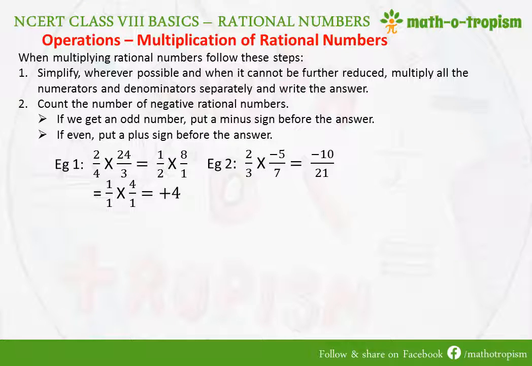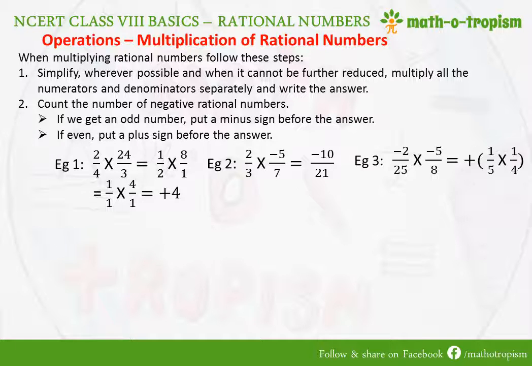So for example, if we take 2 by 3 into minus 5 by 7, there is no further simplification as all the numbers are co-primes. So we will just multiply the numerators and we will get 2 into minus 5, which is equal to minus 10, divided by the denominators. So 3 into 7 is 21. So the answer is minus 10 by 21, since there is only one negative number in the question and an odd number implies that we have to put a minus sign in the answer. So it comes as minus 10 by 21.